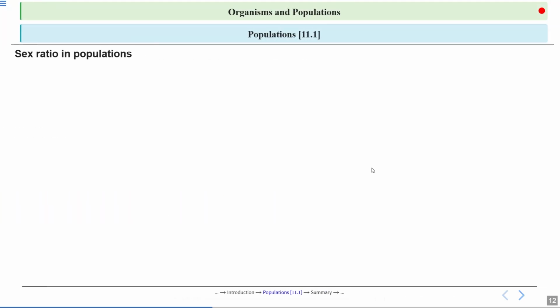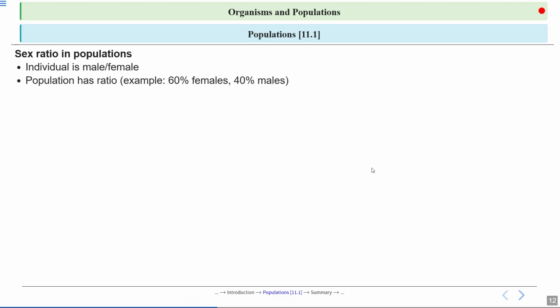Okay, let's talk about sex ratio in the population. This is a fundamental characteristic that helps us understand the composition of a population. An individual can be either male or female. Now population has a sex ratio. For example, 60% are female and 40% are male. So this ratio can influence various factors including reproduction rate and social dynamics within the population as well.